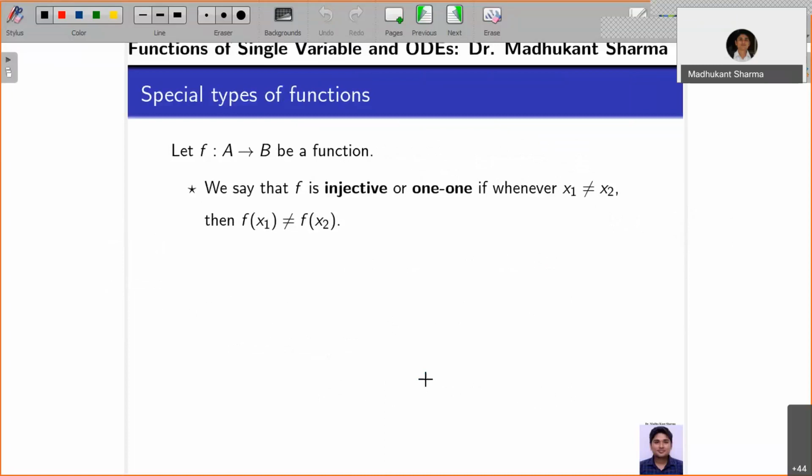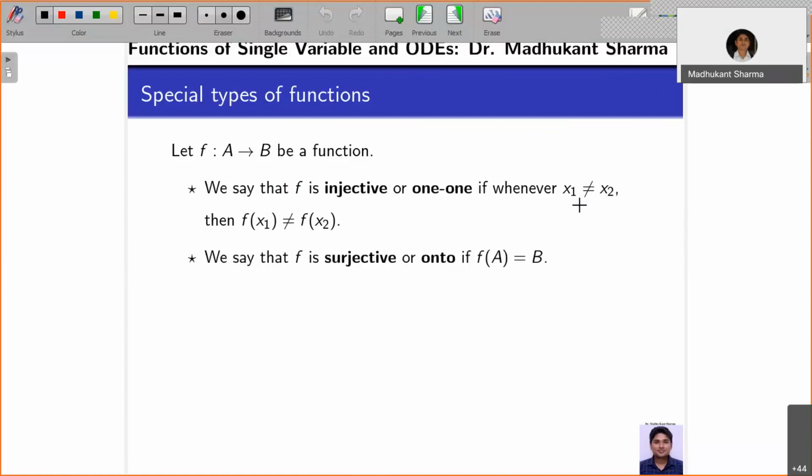Right. Now the next is a special type of function, when you say injective, surjective, bijective, or when you say it has an inverse, and so on. So let F be a function. We say that F is injective or one-to-one if you take two distinct elements, their images will also be distinct. Or if you assume that f of x1 equals f of x2, then show that x1 also equals x2. That's the way of showing that the function is injective or one-to-one.